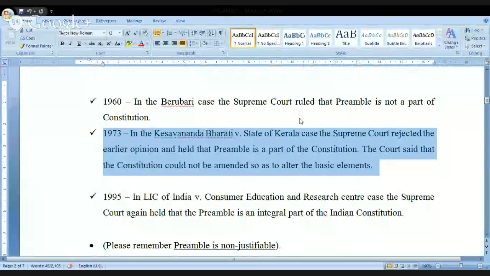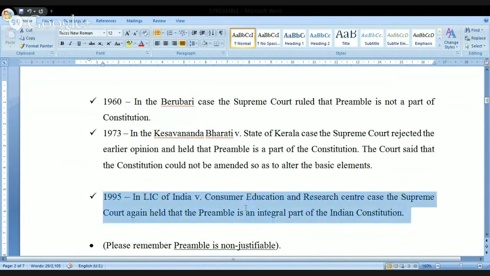In 1960, in the Berubari case, the Supreme Court ruled that the preamble is not a part of the Constitution. But in 1973, the Supreme Court made it clear that the preamble is a part of the Indian Constitution. The only thing is that you cannot amend it in such a way as to alter the basic structure.